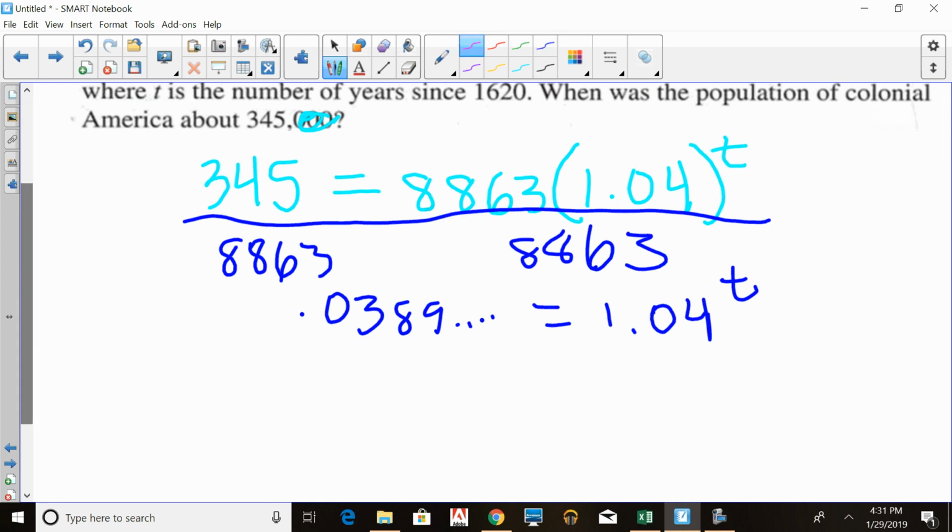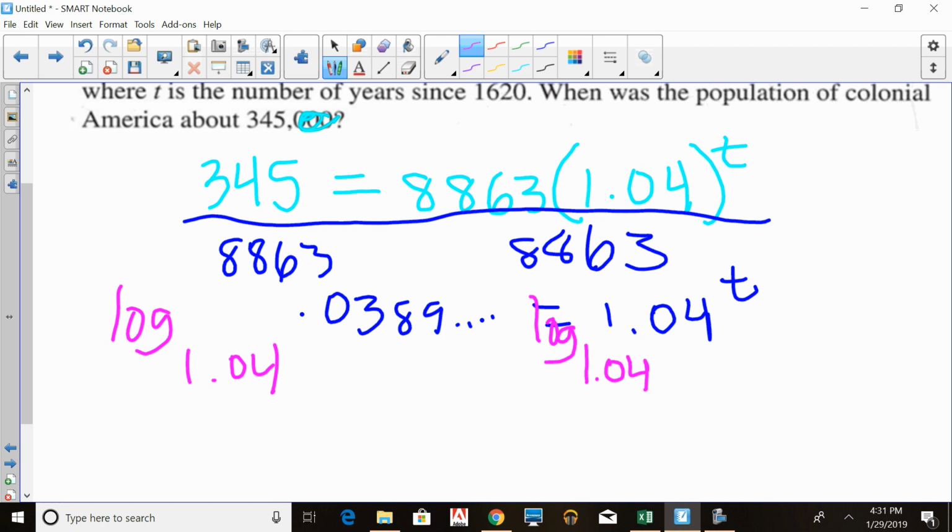Then to get rid of the 1.04, we have to log with the base of 1.04 to both sides. So here's where you should be using your answer button. So log of your answer divided by log of 1.04. What the heck did I do there? I better pause this for a moment.